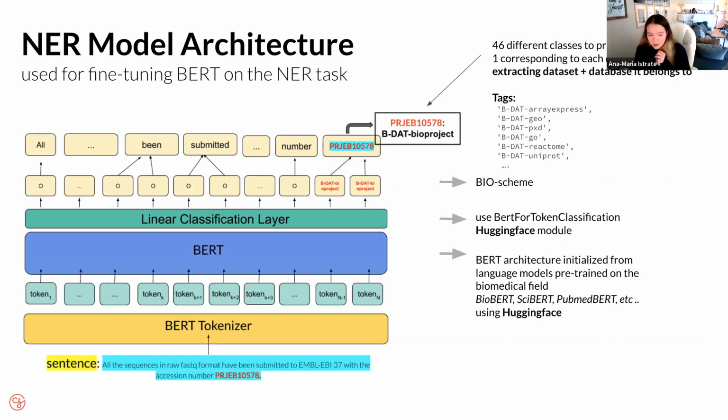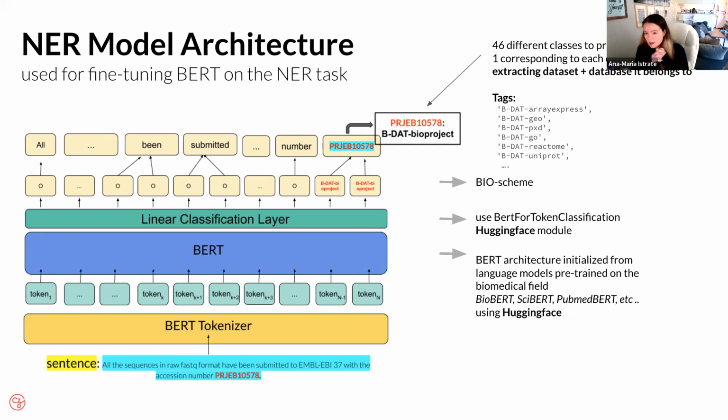How we're tackling this in practice, we abstract this as a named entity recognition task. We are using these BERT models and fine-tuning them on this NER task. Just very briefly, we have a sentence, and we have an example here: all the sequences in raw FASTQ format have been submitted to this repository and so on. We pass this sentence through the BERT tokenizer, which gives us the tokens. We pass that through the BERT module. And this is the fine-tuning part, where we have a linear classification layer classifying each of the tokens as either part of a data set or not, and we're predicting both the fact that this is a data set and the repository it belongs to. Then we map these tokens back together into the corresponding words.